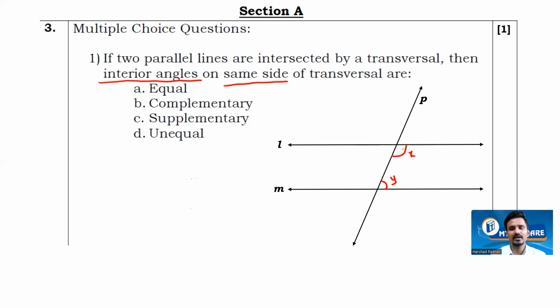And if the lines are parallel, what do you know about these two angles? Their sum will be equal to 180 degrees, and hence we call them supplementary. So the correct answer for this question is option C, supplementary.